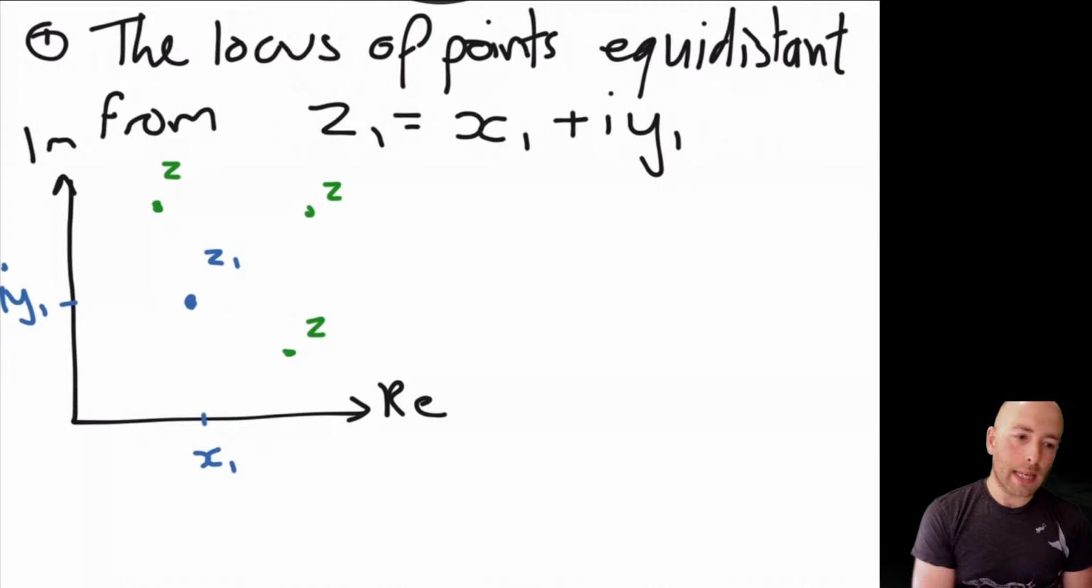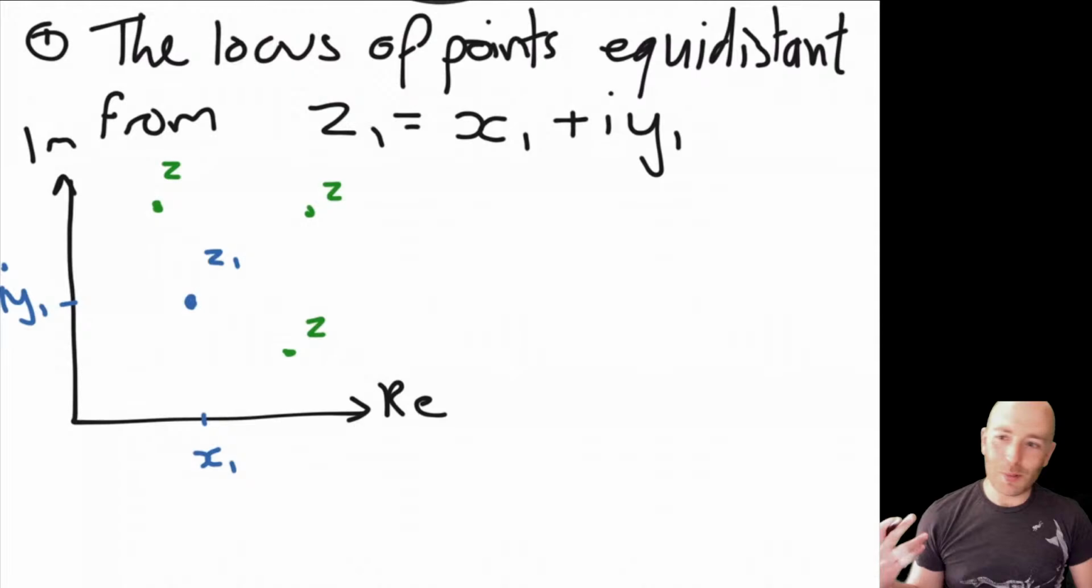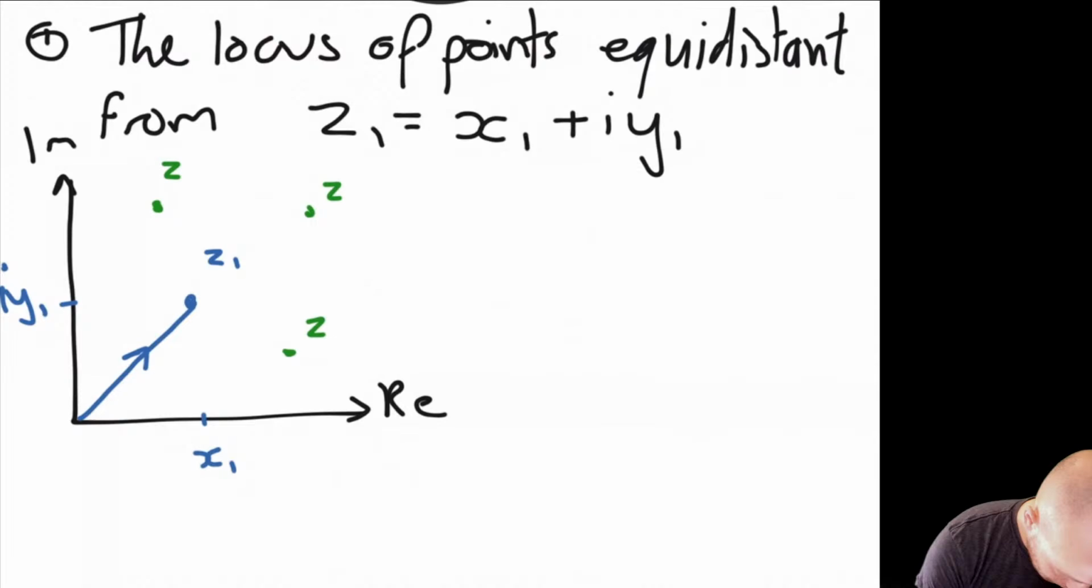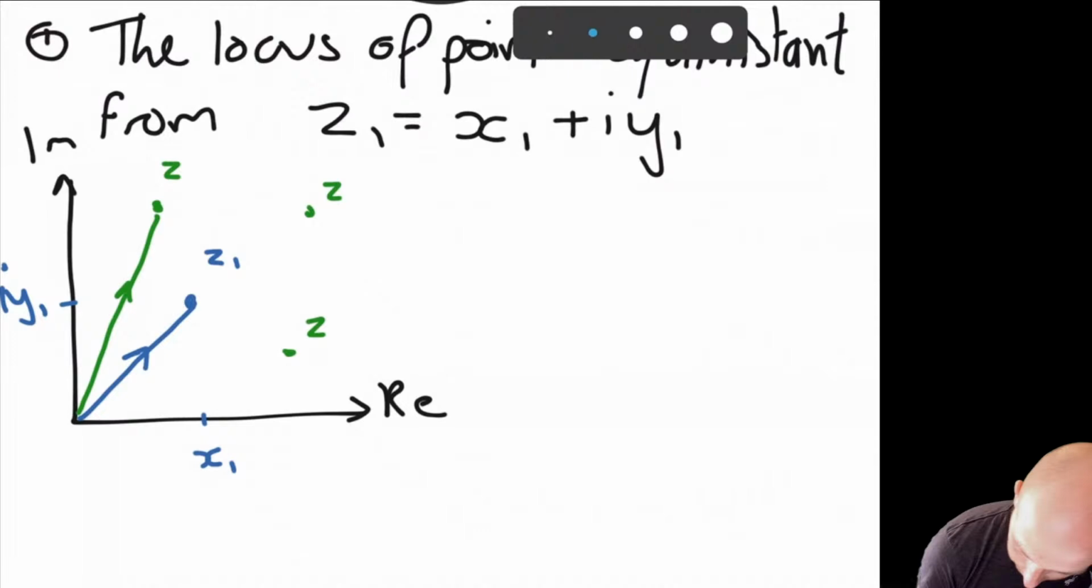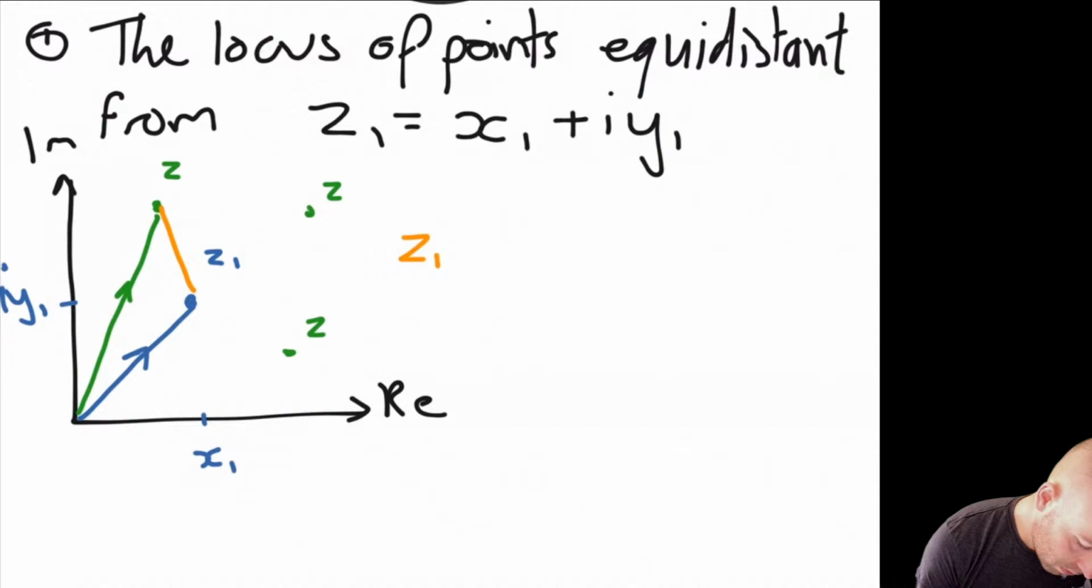The way we calculate the distance between two points on a complex plane is we think about it in terms of vectors. So we could imagine z1 is this vector, z is this vector, and to find the distance between them, we could say this is z1 minus z. Sorry, z1 minus z.